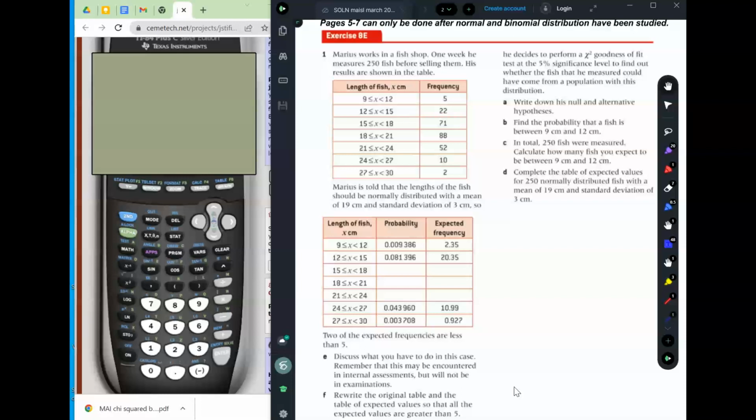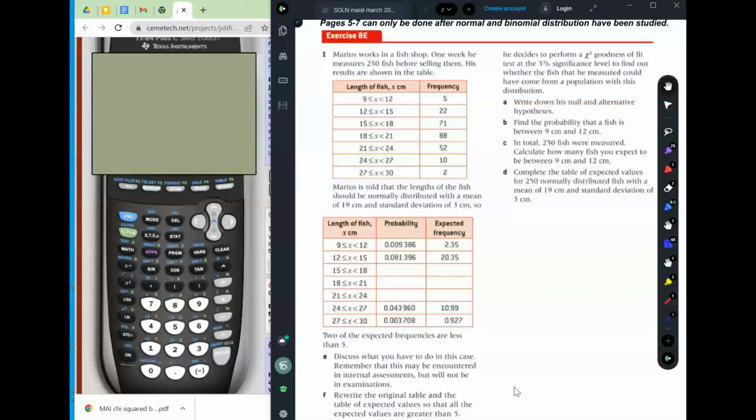Number 1, Marius works in a fish shop. One week he measures 250 fish before selling them. His results are shown in the table below. You can see that there's a bunch of intervals on the left. These categories don't need to be numerical, but in the case of comparing with binomial distribution and normal distribution, they usually are intervals or specific numbers. And on the right side, we have the frequencies. The frequencies are the ones we're going to put into L1 later.